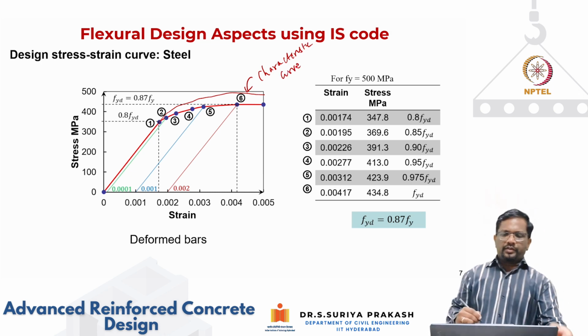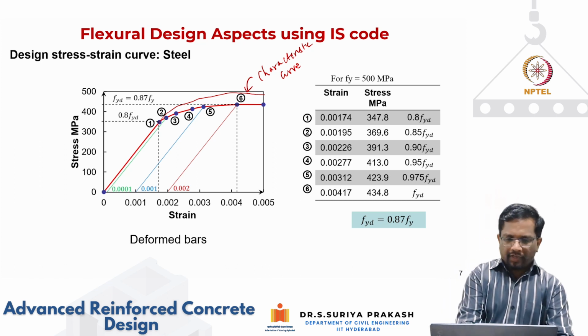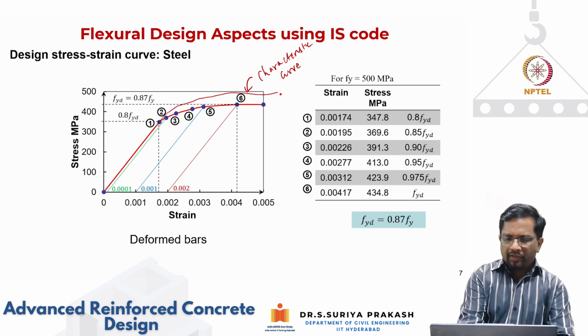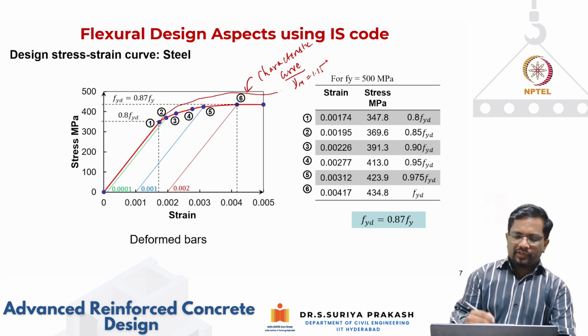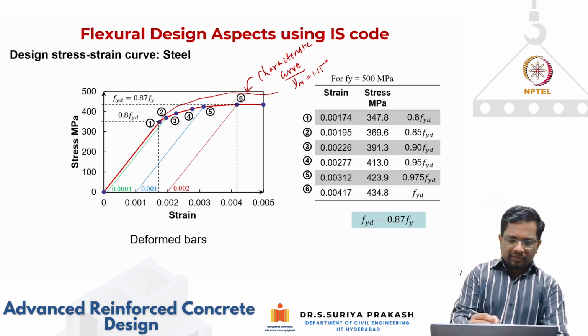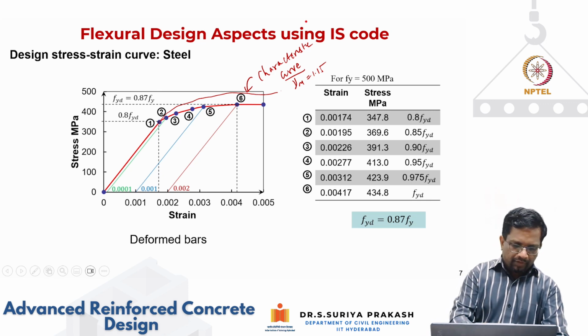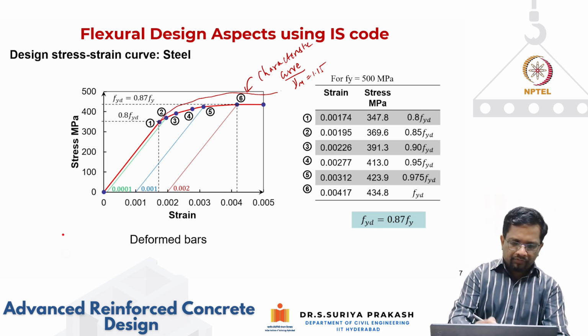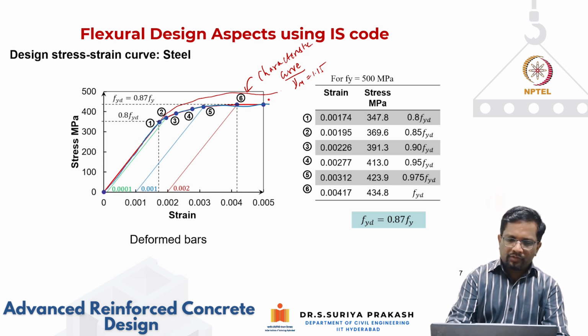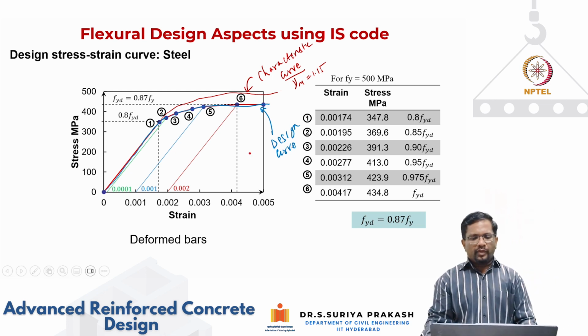Okay, this is your characteristic curve. But this curve again is divided by gamma m, which is 1.15 for steel. Then you get this curve, which is your design stress strain curve. This is your design curve for steel, right?